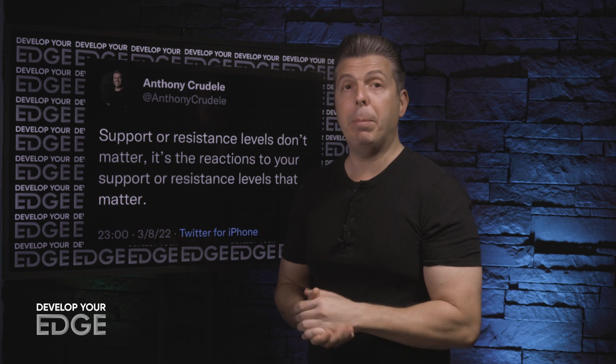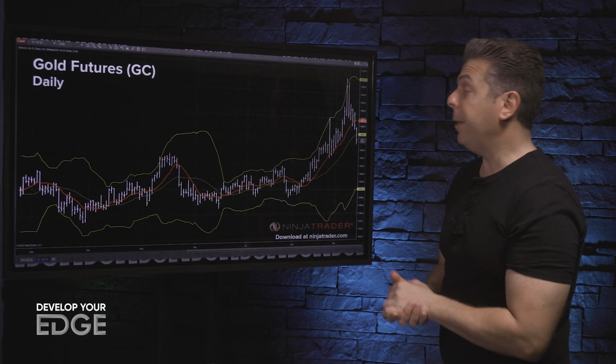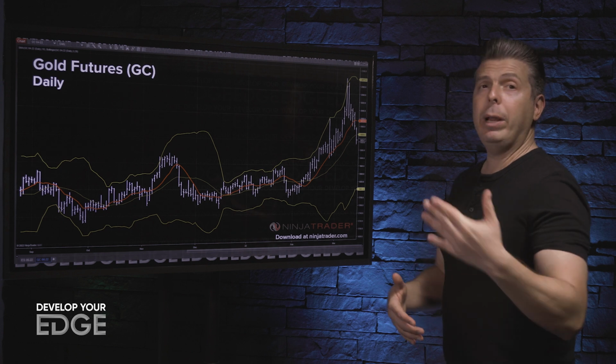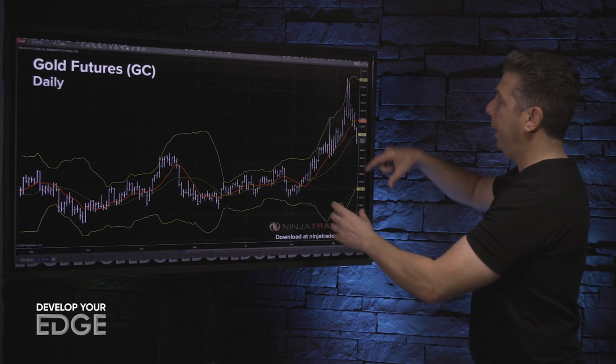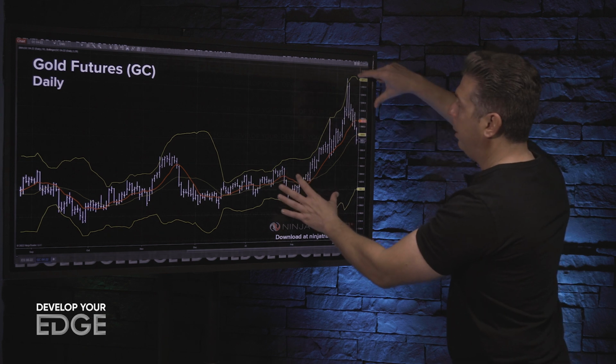Actually, let me show you some examples on a gold chart. Here we are back at the gold daily chart, and I've already identified that we are in a two-way market in gold, but ultimately gold has still been in a bull market as you look at the primary trend.